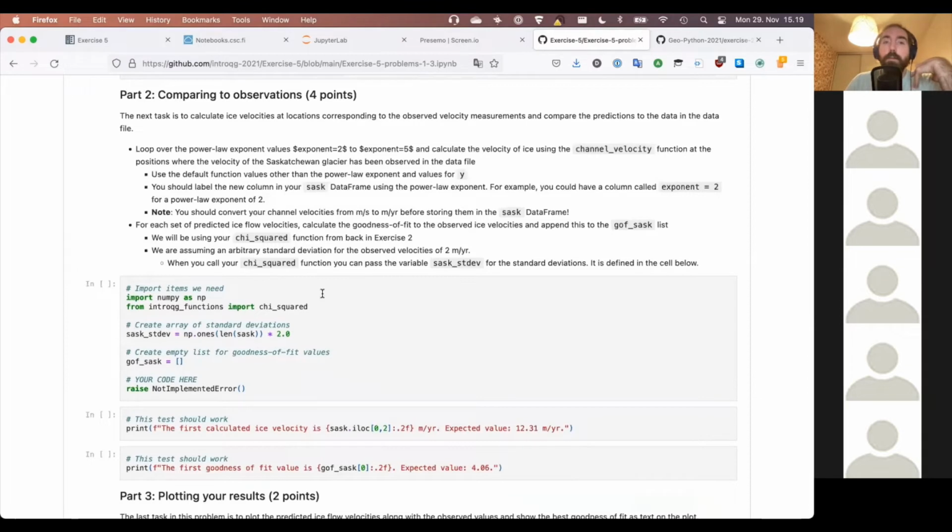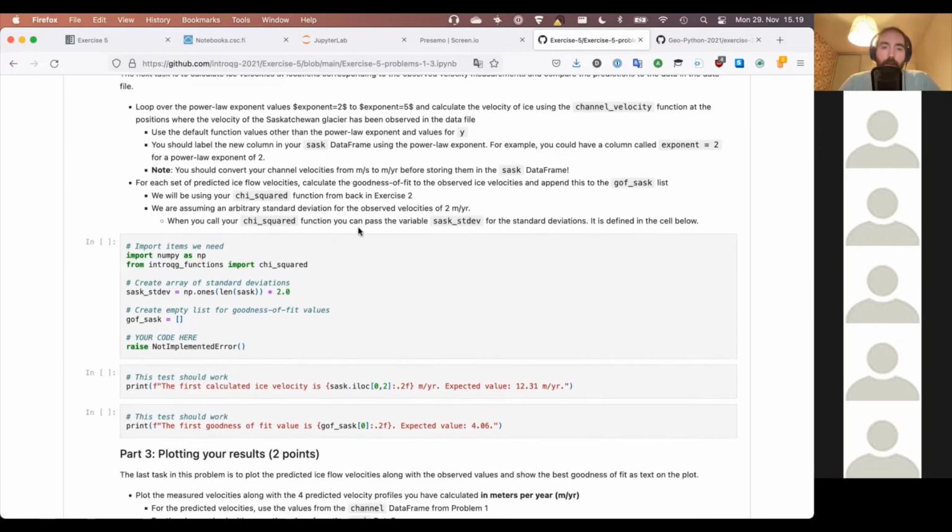Then step 2 is to compare the predicted velocities you have from problem number 1 to these observed velocities, and we're going to use the chi-squared function from way back in exercise 2 to quantify how well our predictions fit the observed velocity pattern. It's a relatively straightforward task in that sense: you'll have observed velocities, you'll have the ice flow velocities you've calculated, and then you'll compare the two.